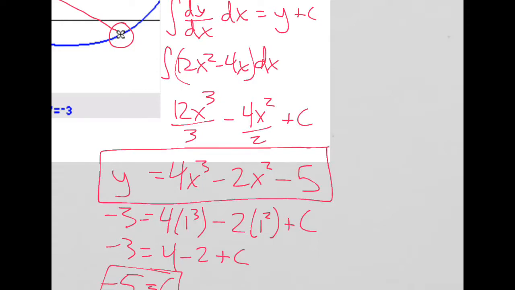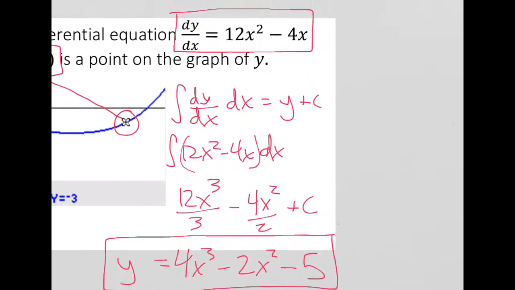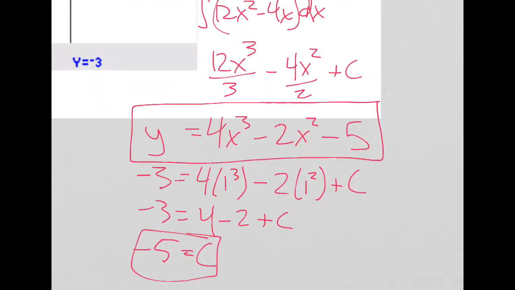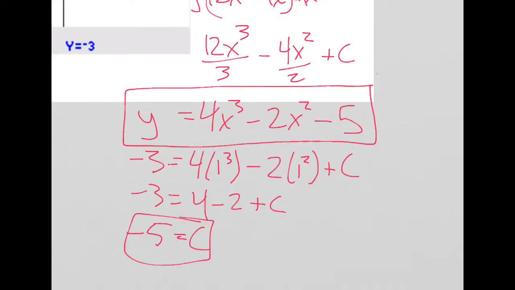The specific solution, all we did differently was after we integrated, we substituted that point in and we solved for c, and then we wrote our equation. That is what we're doing when we're solving a differential equation for a specific solution.